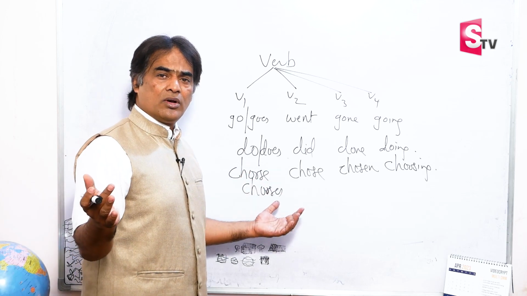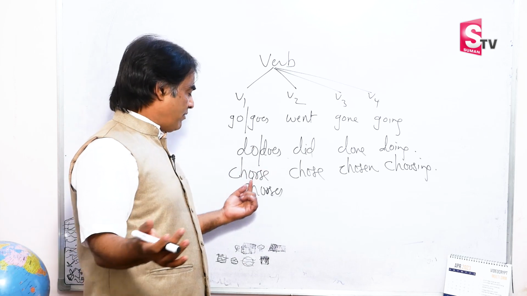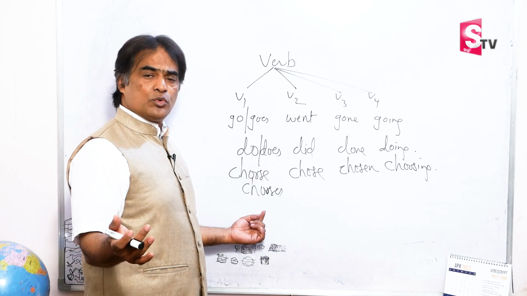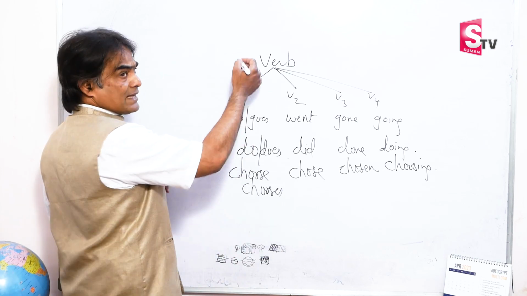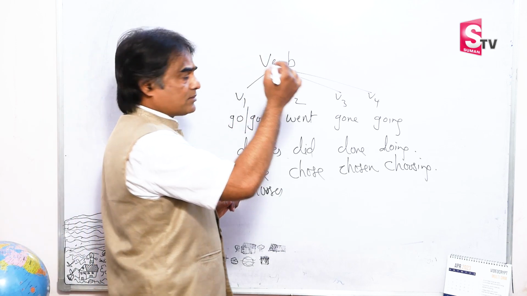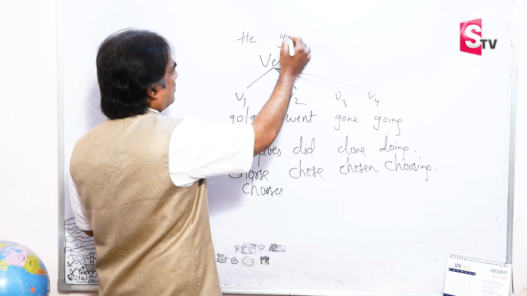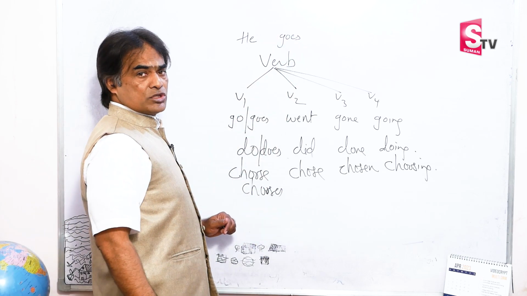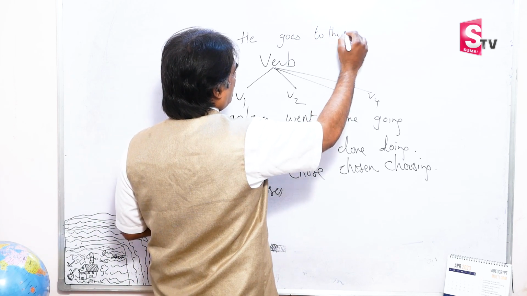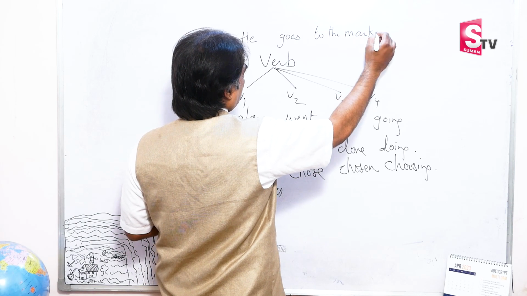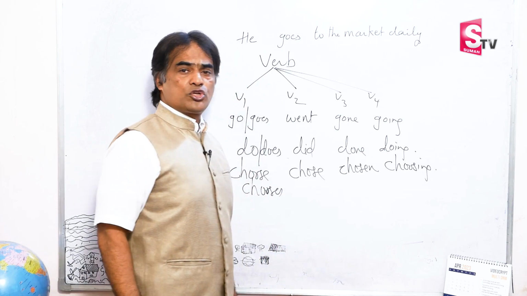Then when do we say go? When do we say goes? When do we say do? When do we say does? When do we say choose? When do we say chooses? To understand this, I cite an example. He goes. He goes to the market daily.